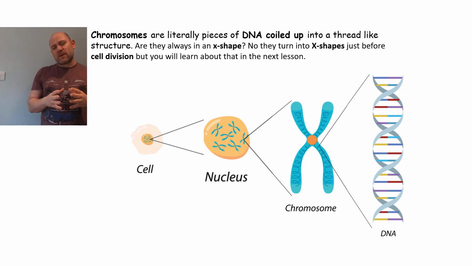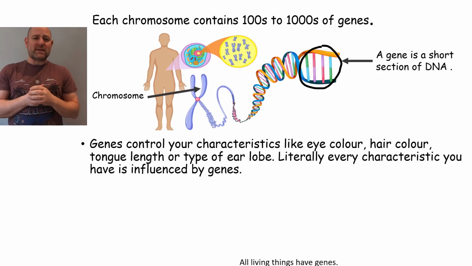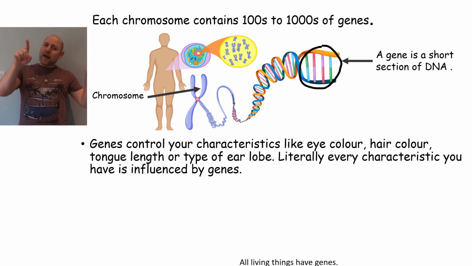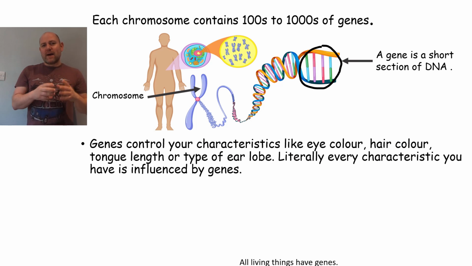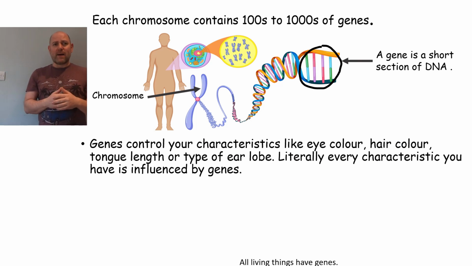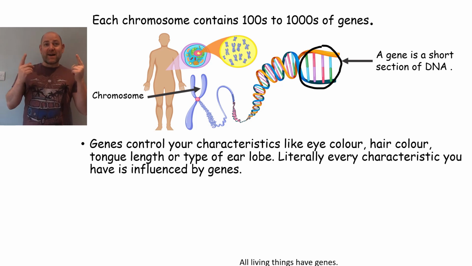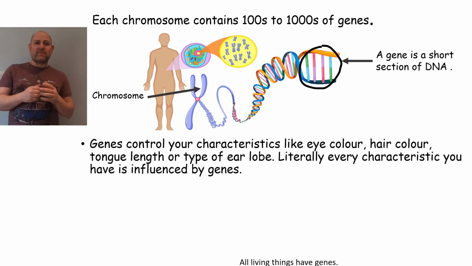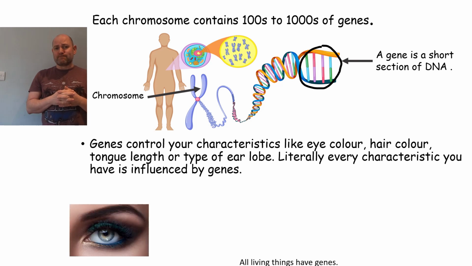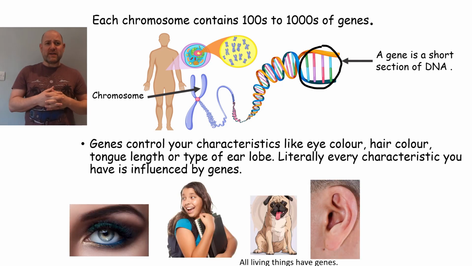Now, each chromosome contains hundreds to thousands of genes. What's a gene? Well, look at the black circled bit of the DNA. It's just a short section of DNA. And a gene codes for a different characteristic, like eye colour, hair colour, tongue length, your earlobe, literally anything you can think of, and any characteristic in your body is influenced by genes. Even things like the surface area of your cell membranes will be coded for by genes.